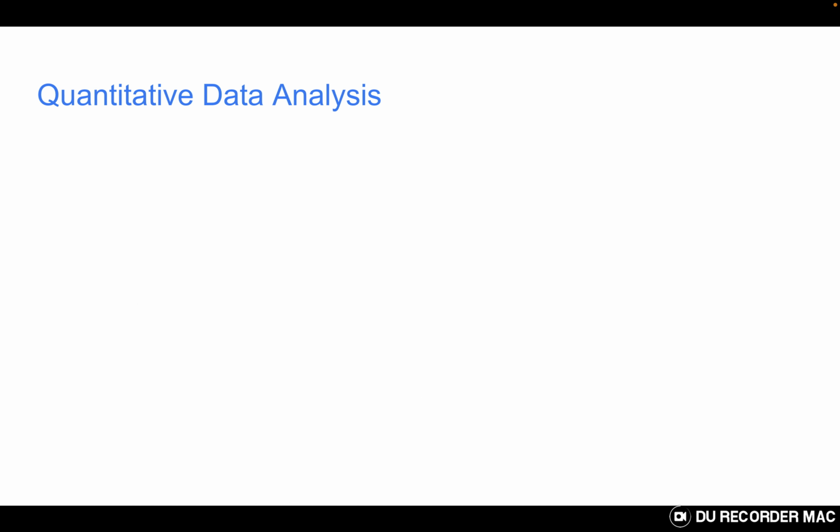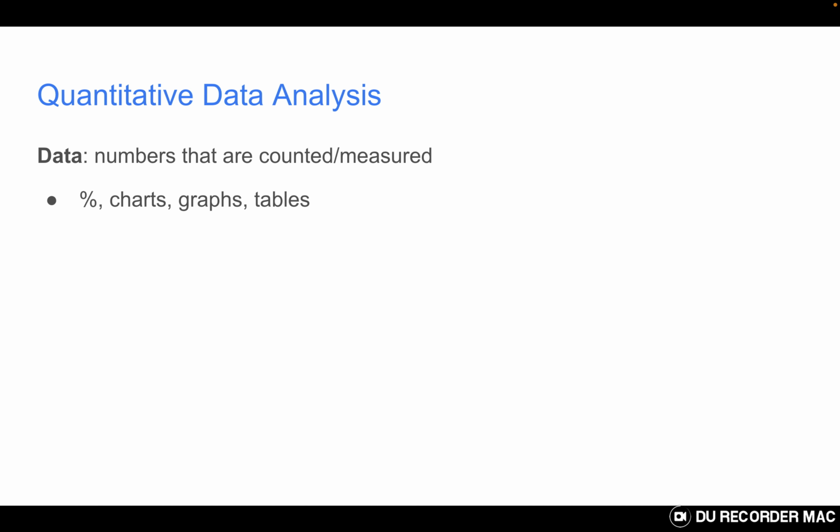So let's move on and talk a little bit about the data analysis process. Your quantitative data relates to anything that is reported back in numbers or percentages. So the data that you're looking at is numbers that are counted and measured, and as I said, Google Forms and Qualtrics will do that for you. It's very easy. You're looking at percentages, charts, graphs, and tables to answer the question, how many people responded one way or another.